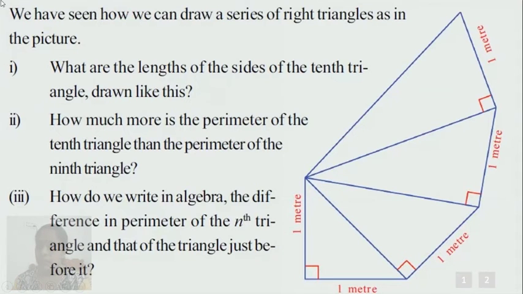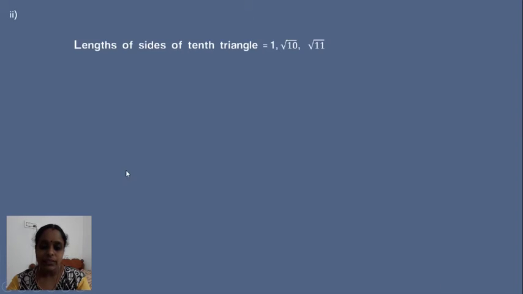So here we want to find the perimeter of the 10th triangle and the perimeter of the 9th triangle. For that, you know, the length of sides of 10th triangle is equal to 1, root 10, root 11. So here we want to find the perimeter of this 10th triangle. That is, what is the perimeter? It is the total sum of lengths of sides. So we can write the perimeter of 10th triangle is equal to 1 plus root 10 plus root 11.